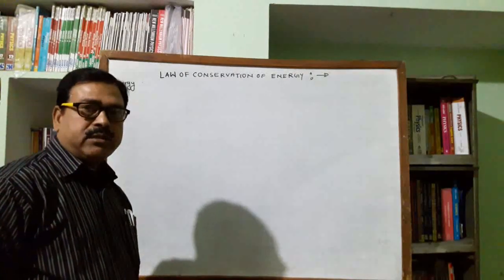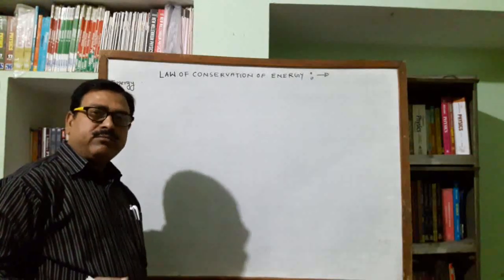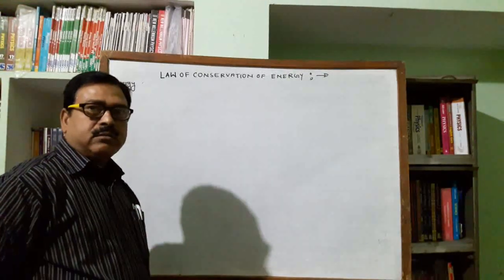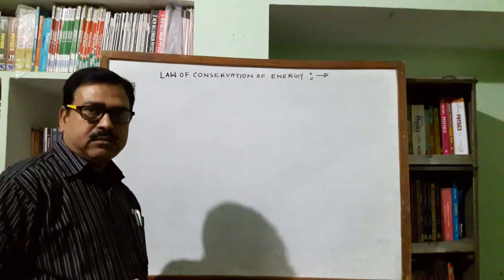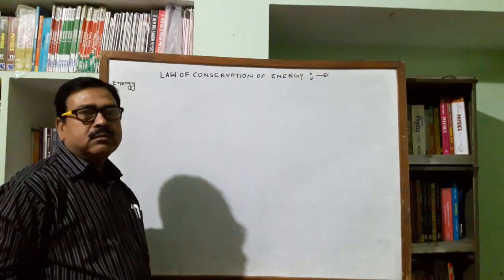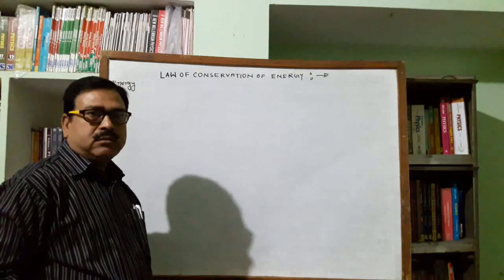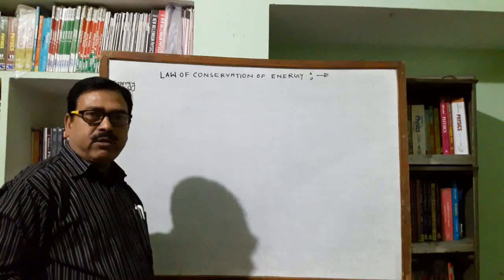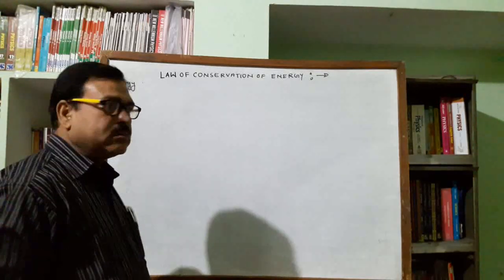Last class we studied kinetic energy and potential energy by giving proof of these two formulas. Now today we will start the law of conservation of energy. The statement of the law of conservation of energy is that energy can neither be created nor be destroyed. If it's created, it must be converted into another form, and it remains always constant in the universe.